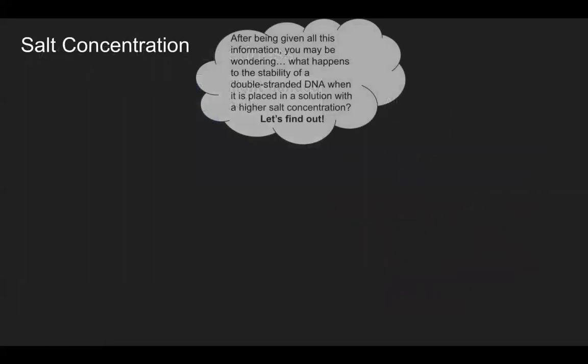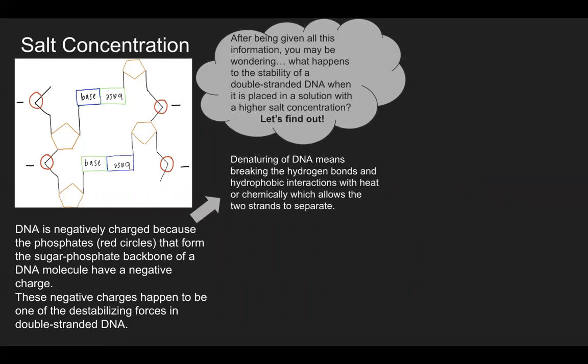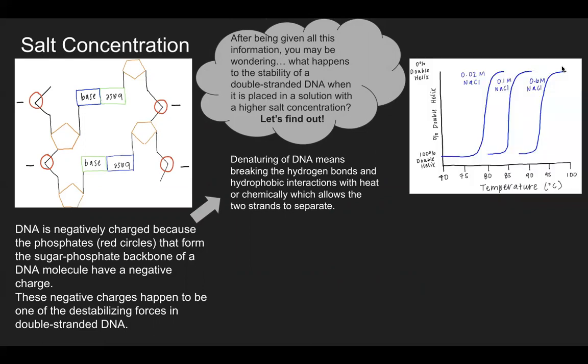After being given all that information, you may be wondering what happens to the stability of a double-stranded DNA when it is placed in a solution with a higher salt concentration. Let's find out. DNA is negatively charged because the phosphates that form the sugar phosphate backbone of a DNA molecule have a negative charge. The denaturing of DNA means breaking the hydrogen bonds and hydrophobic interactions with heat or chemically, which allows the two strands to separate.